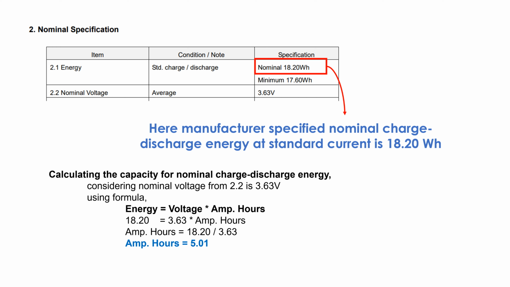Here the manufacturer specified nominal charge discharge energy at standard nominal current is 18.20 Wh. Calculating the capacity for nominal charge discharge energy. Considering nominal voltage is 3.63 volts. Using the formula, energy equals voltage times amp hours. 18.20 equals 3.63 times amp hours. Amp hours equals 5.01.